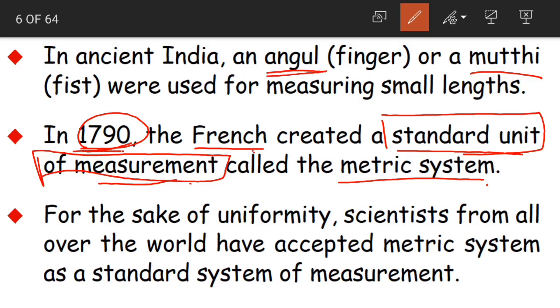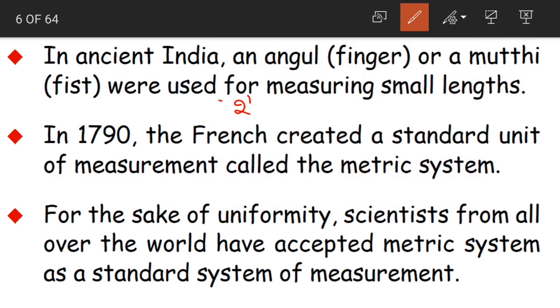See, for example, if we take angle, now my finger might be bigger than your finger. So suppose I have measured the length of the pencil as 2 angle. For you it might be 3. Yes, children, because your finger is small, you might need more numbers to measure the pencil. In the same way, muthi also. If my fist is bigger, I can say that it is only 2 muthi. But if your fist is small, then you might need 3 or 4 fists to measure the length.